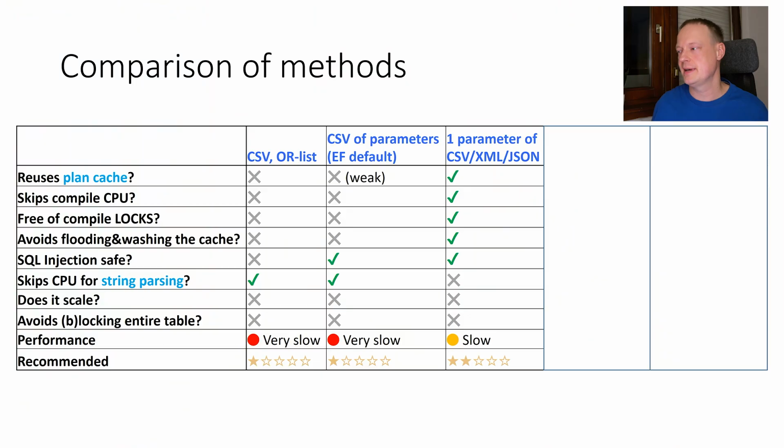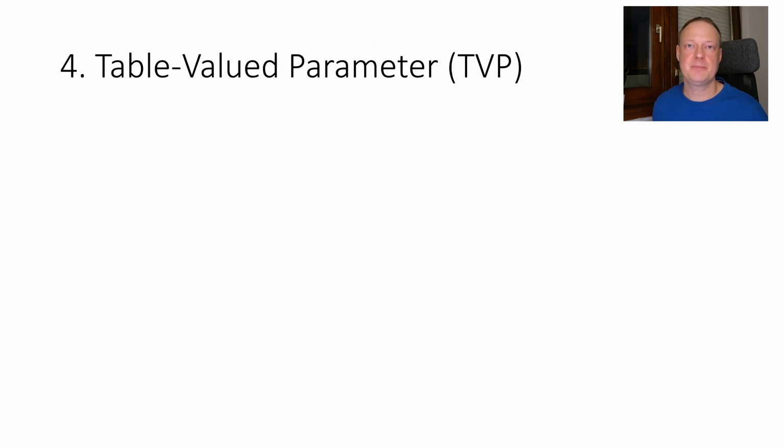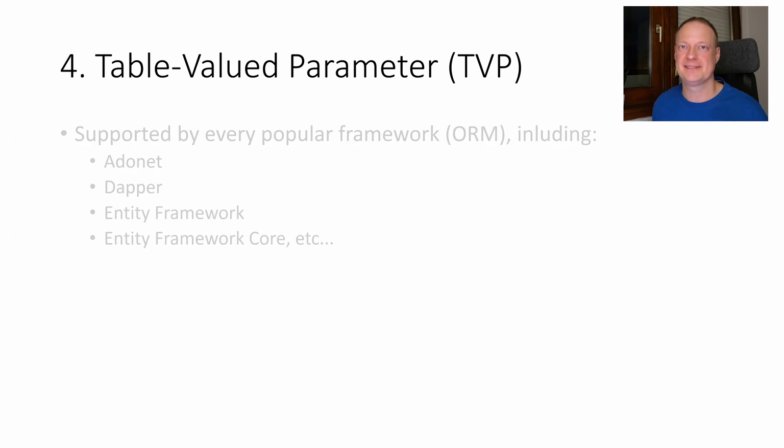We lost the checkmark for parsing this array. That means we spend extra CPU on parsing that array, and that's why the performance is still not good. It's slow performance, but it's better than the previous two. So we evolved a bit. So let's see how we can improve that, how we can skip that parsing time. Table valued parameters. Whoa, finally, something really good.